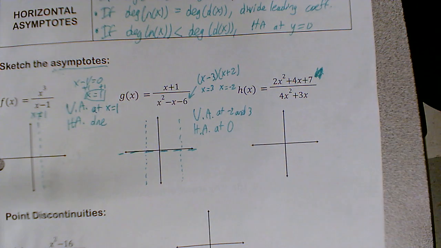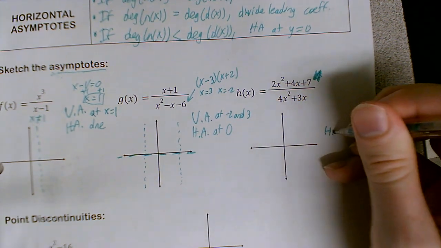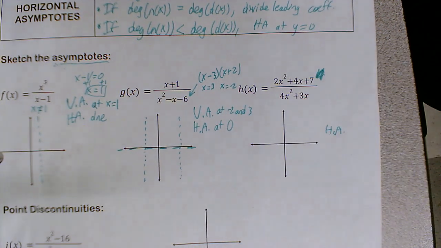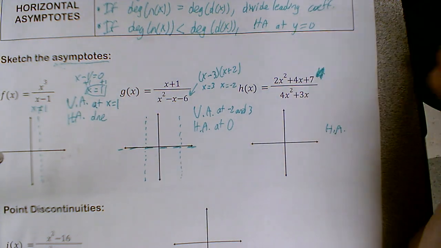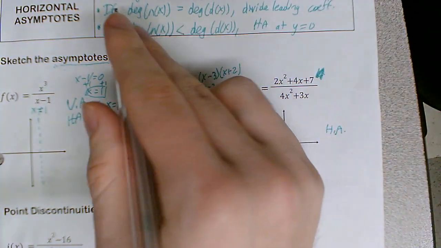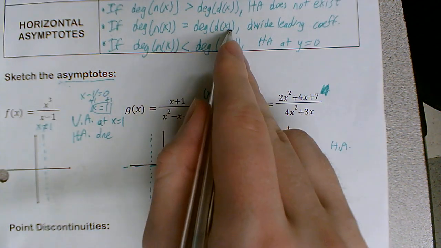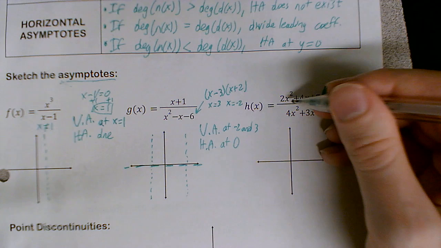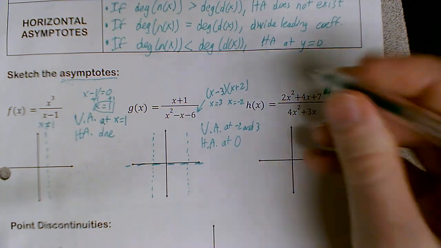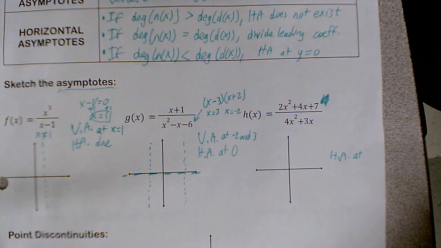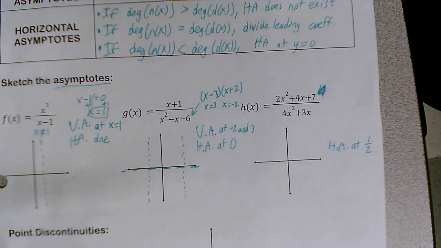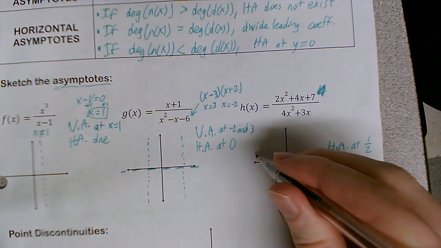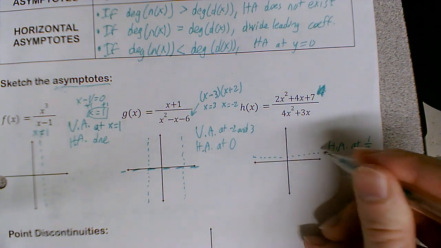All right, so for the horizontal asymptote, we're going to look at the degree. We have a quadratic and a quadratic. Those both have a degree of 2. So because these have a degree of 2, we're going to look up here. If the degree of the numerator is equal to the degree of the denominator, we divide the leading coefficients. So 2 over 4. 2 over 4 is equal to what? Say it's equal to 1 over 2. You need to know that at this point in the year. We've done simplifying fractions enough. All right. That's going to be a horizontal asymptote at 1/2.